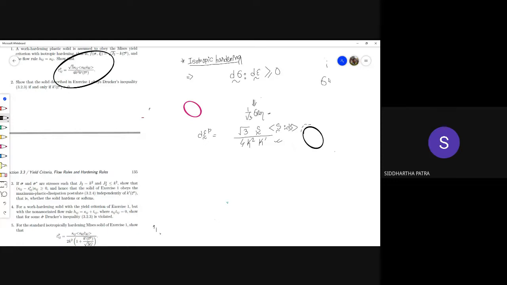So not only is sigma inner product d epsilon p greater than 0 because there is plastic dissipation, which is always positive. We proved that d sigma inner product d epsilon p is also greater than or equal to 0 when you have a gradually hardening material. That means it's going like this and not like this. If it is gradually softening in some part, then that expression would not be true. Okay, so that's what you have been asked to prove also.